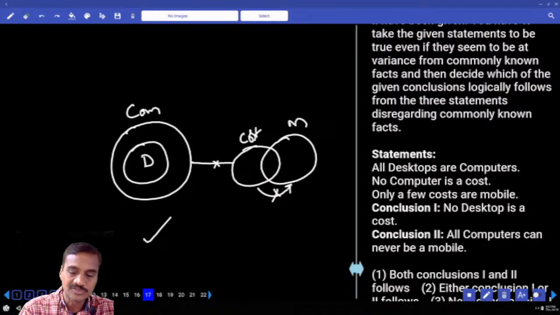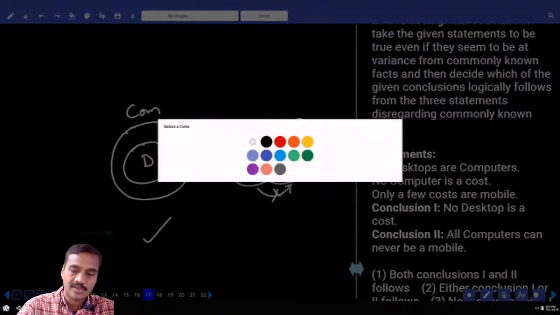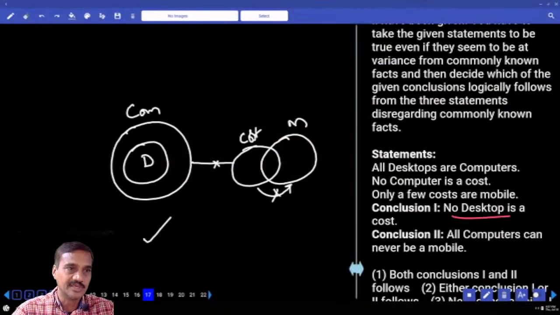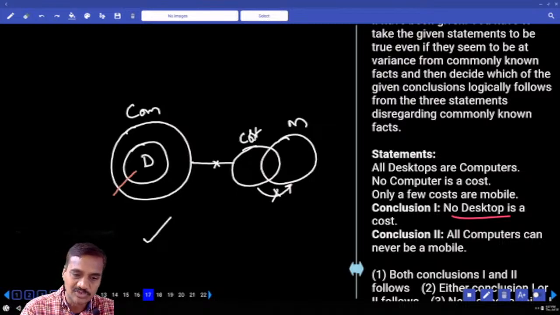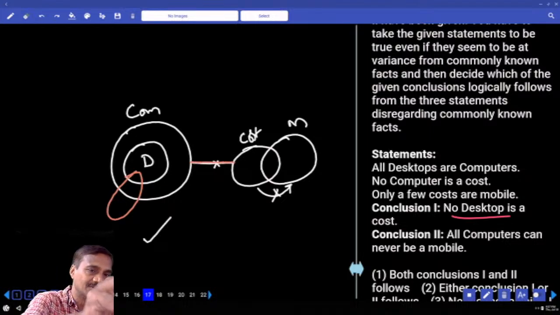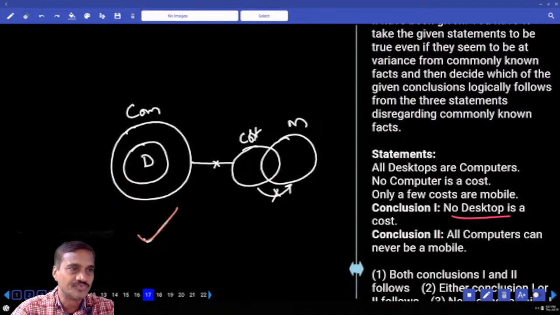Now the first one, a negative conclusion has come. Hence to make this one false, we need to improve. Some desktop are cost. Now is it possible to write cost like this? If you write cost like this, no cost is a computer will become false. And the alternate diagram cannot be drawn. This will be true forever.